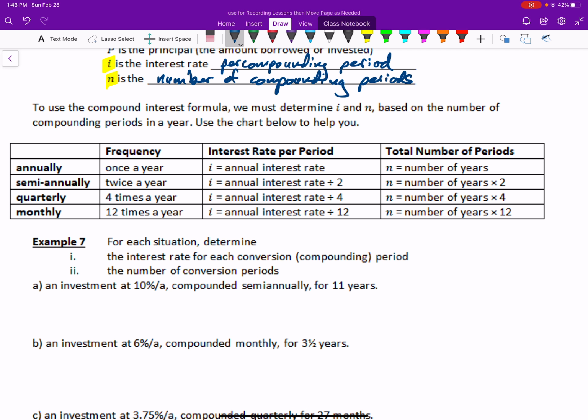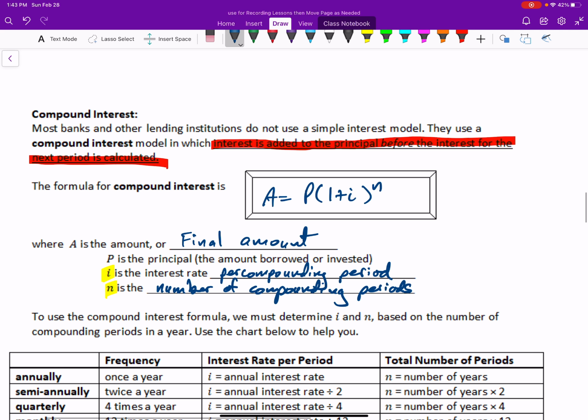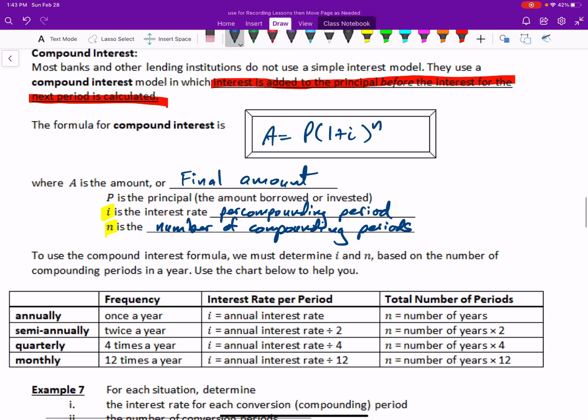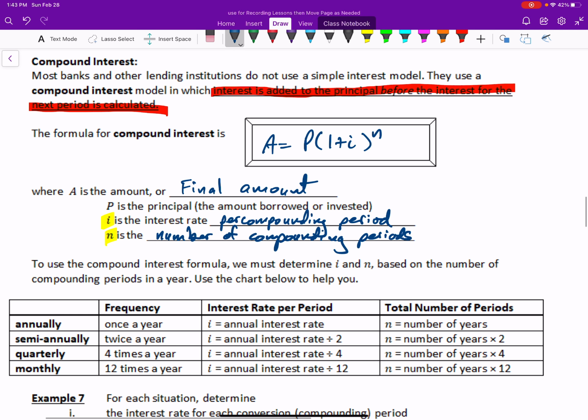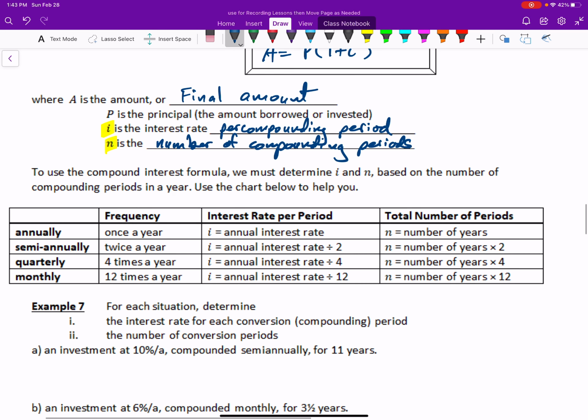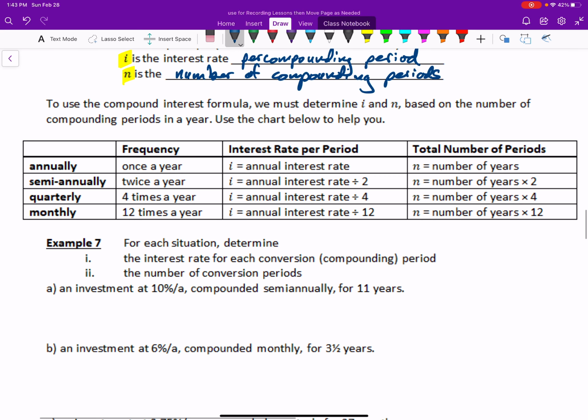So we have to be aware of what i and n are to do compound interest, because that goes directly into the formula. The formula is easy enough to use if we can calculate what i and n are. P is just the amount we're borrowing.